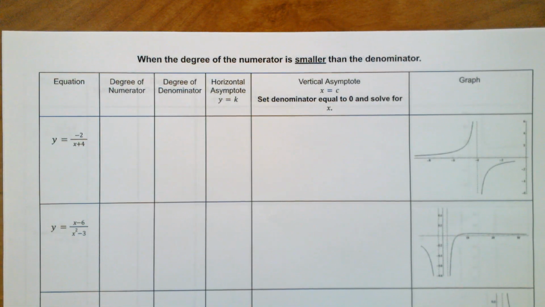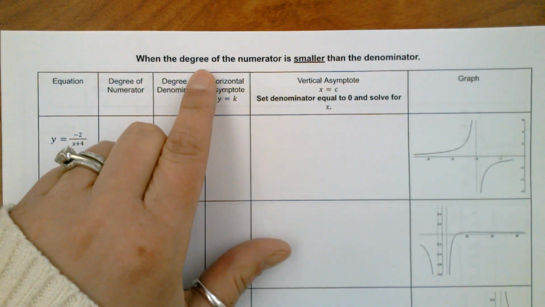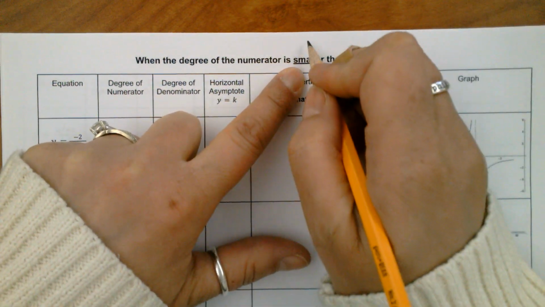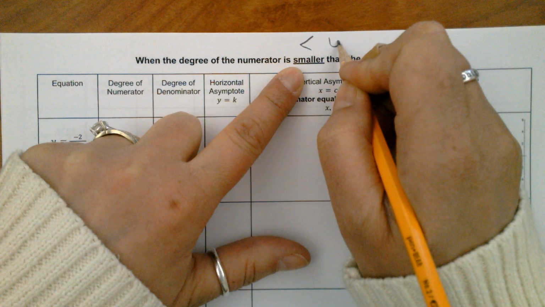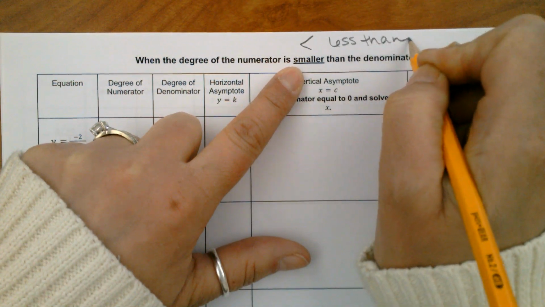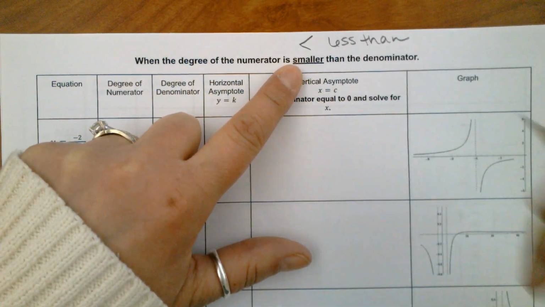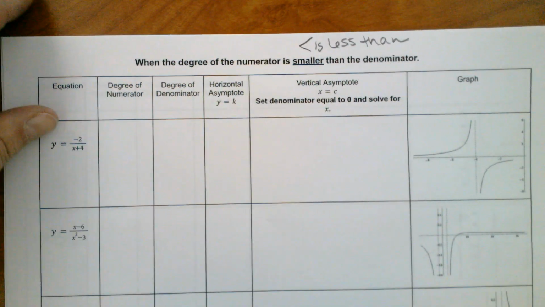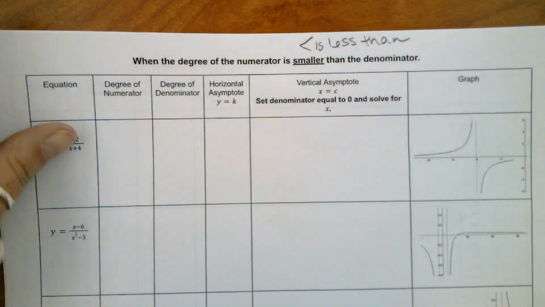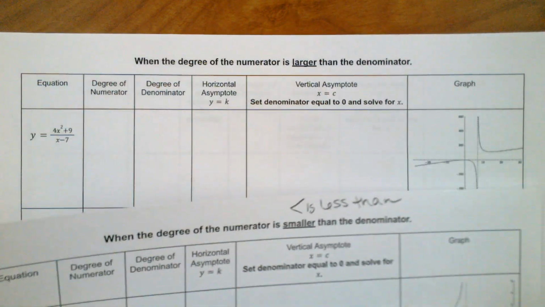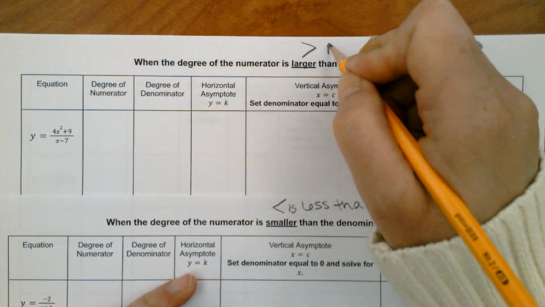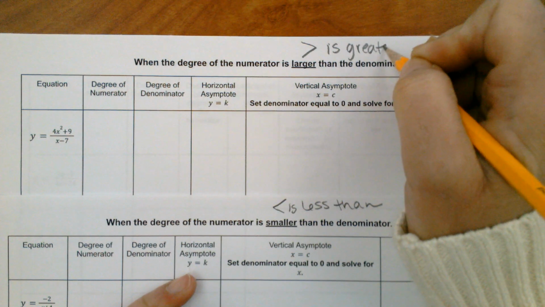So we're going to be looking at 3 different situations. The first situation that we're going to look at is when the degree of the numerator is smaller than the denominator. I'm going to be using the is less than symbol, so smaller, is less than, okay? And then we're going to be looking at another situation where the degree of the numerator is larger than the denominator, so we're going to use the is greater than symbol.